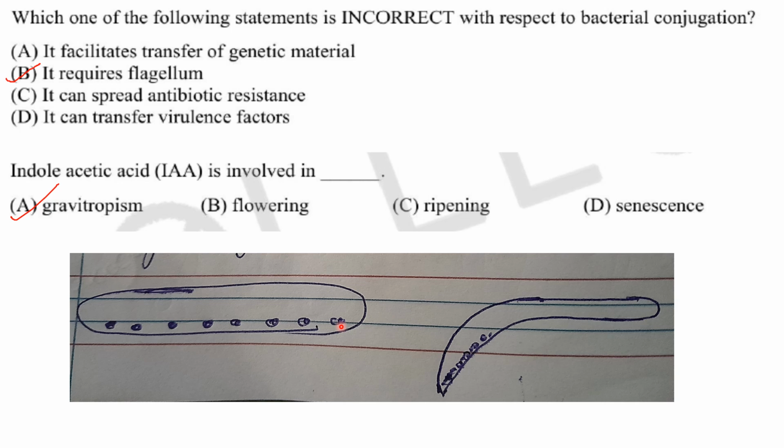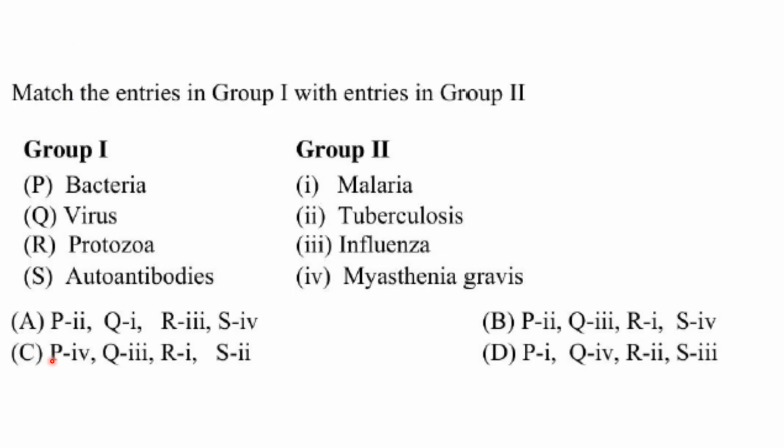So what will happen due to this differential growth rate is that the upper side will grow faster than the lower side, and it will bend. This is the curve. So it will result in a curvature, and it will direct the root to grow towards the gravity. So indole acetic acid is involved in gravitropism. Then next one.